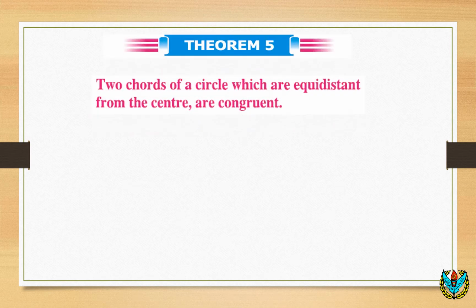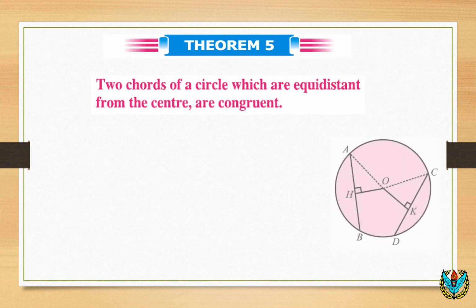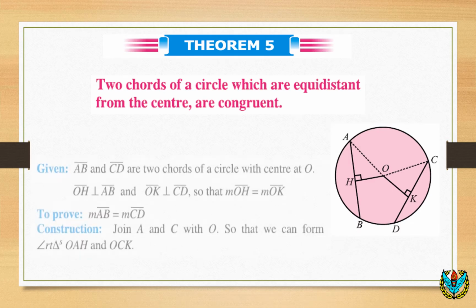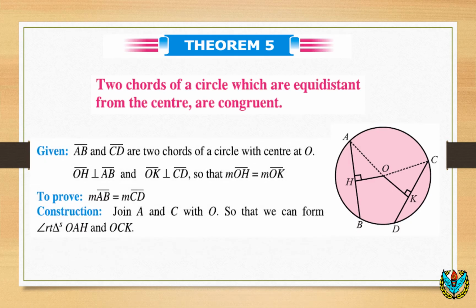Theorem number 5 states that two chords of a circle that are equidistant from the center are congruent. If we have two chords of a circle having equal distance from the center, we have to prove that the chords will be congruent. Here in this figure, we have a circle with center O, and AB and CD are two chords in the circle such that both chords have equal distance from the center.